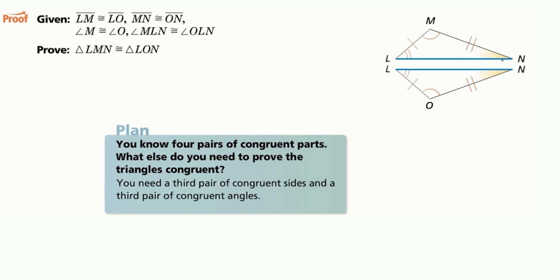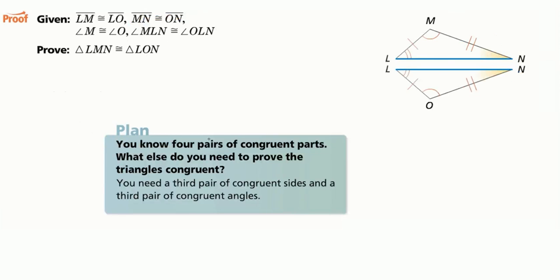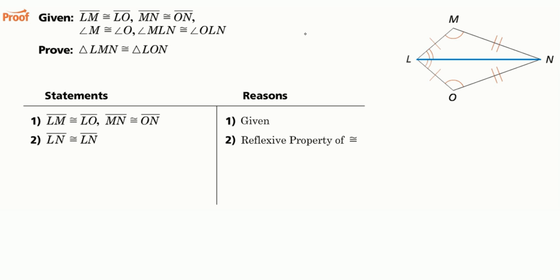And they've highlighted exactly what we need to find. I need to prove that these angles are congruent, and I need to prove that this side, LN and LN, are congruent to each other. So what am I going to do? If I write my proof, I start off with my given. I can prove LN is congruent to LN by the reflexive property. Why can I prove that they're the same thing? Well, when we separated the triangles, the lines overlap each other.